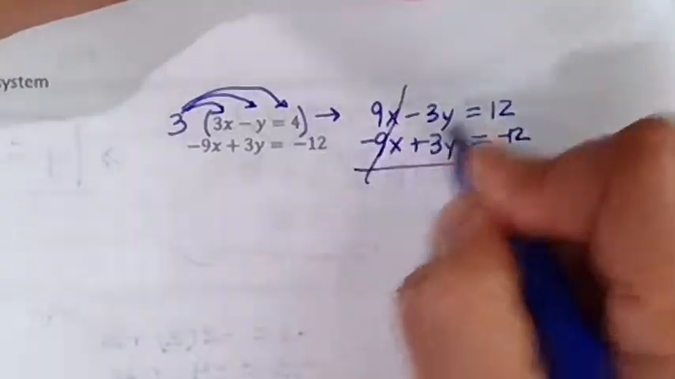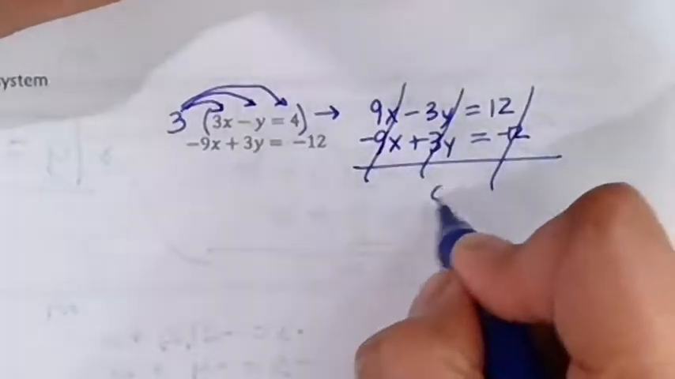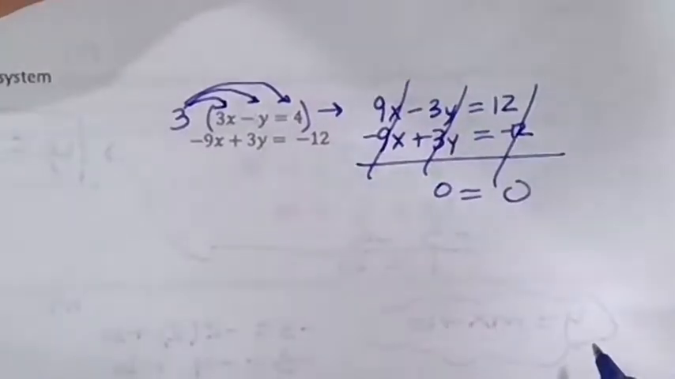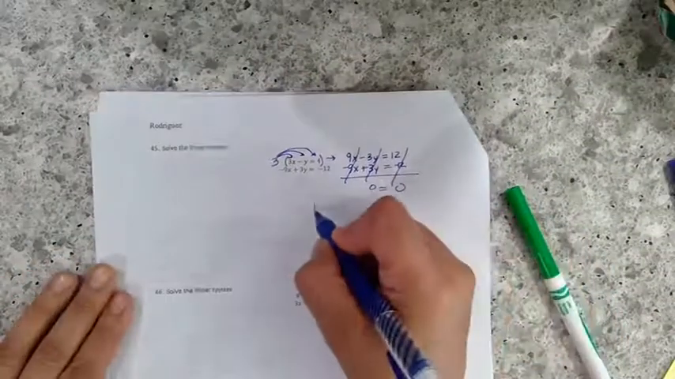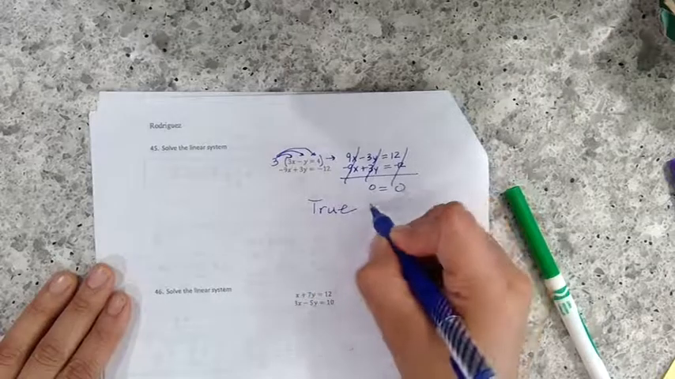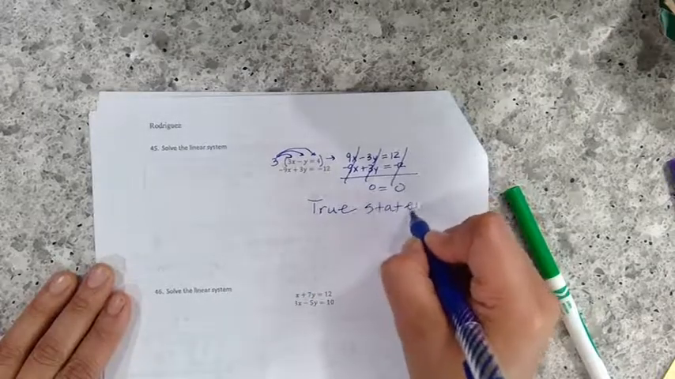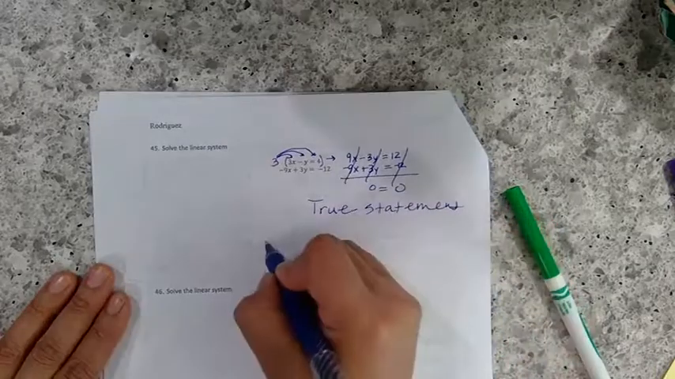Well, it turns out that everything cancels. If 0 equals 0, when will 0 equal 0? Always. This is a true statement. Because that is a true statement, this means that this has infinite solutions.